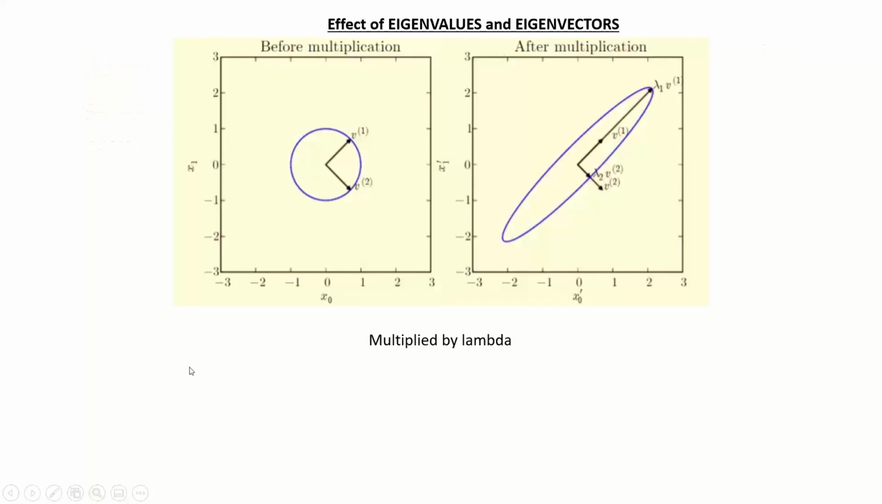Okay. So now, how much does it change if I multiply by lambda? Like I have multiplied by lambda 1 and lambda 2. Lambda 1 in the case of V1 and lambda 2 in the case of V2. See the circle which had a radius of V1 and V2. When I multiplied it by lambda 1 and lambda 2, which are indirectly related to each other, there is some relation between lambda 1 and lambda 2.